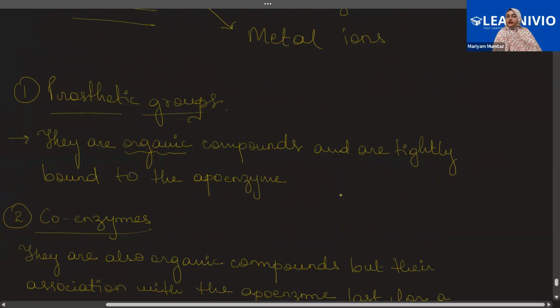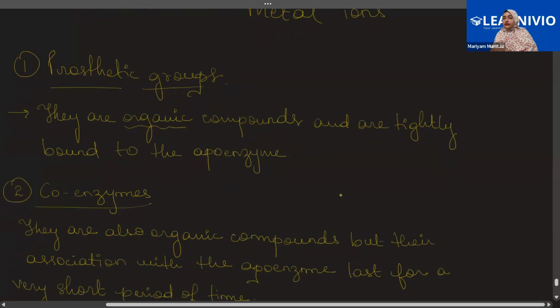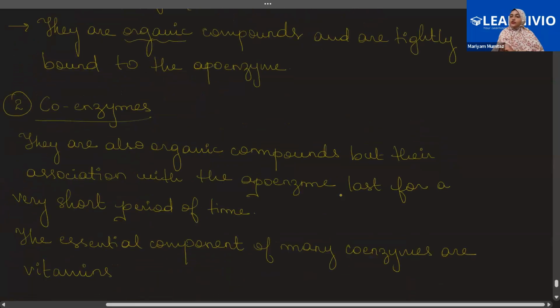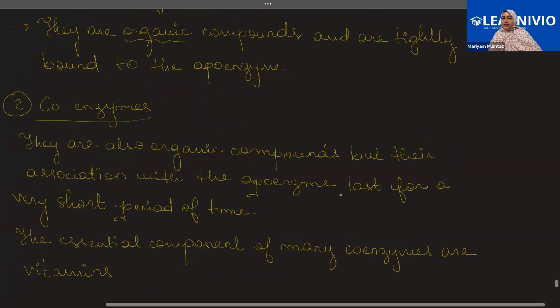And they bind to the apoenzyme very tightly. So their association is very tight, and they are organic compounds. Talking about the coenzyme, these are also organic compounds, but their association with the apoenzyme is not tight. It is not a very tight bonding, it's a normal bonding that lasts for a very short period of time. Its association with the apoenzyme is not for a long period of time. Got it?